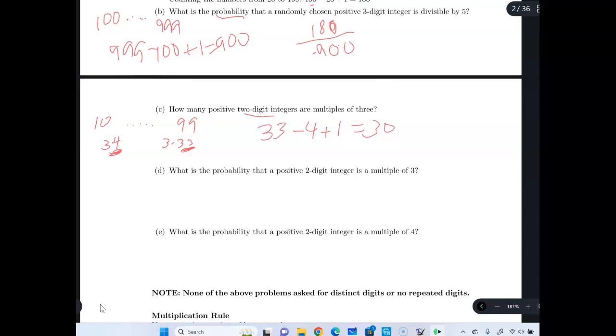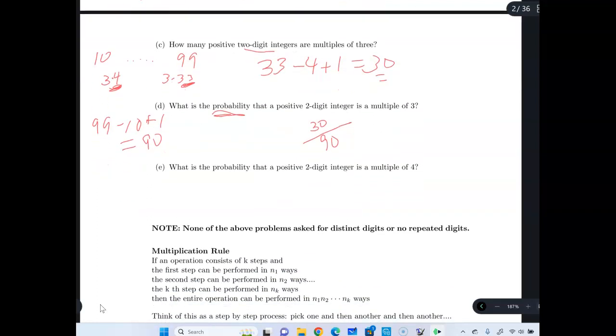So there's 30 numbers. And then probability that a two-digit integer is a multiple of 3. That would mean this would be the event happening, 30. And then I have to count the number of numbers between 99 and 10. So I would take 99, subtract 10, add 1, and that gives me 90. So that's the denominator. So I've made this into a two-part problem, but you could just get a one-part problem. So here we go.